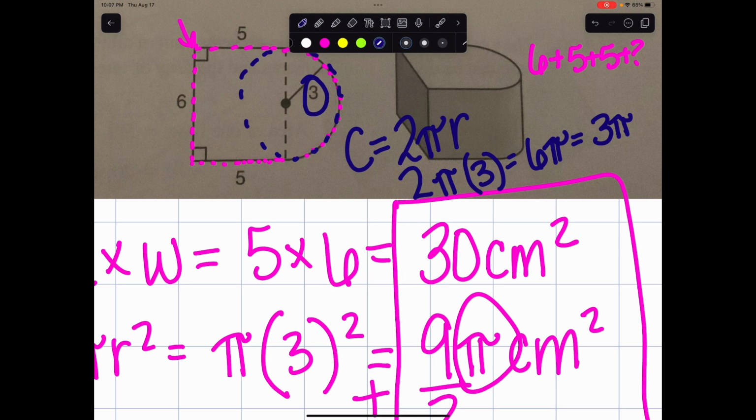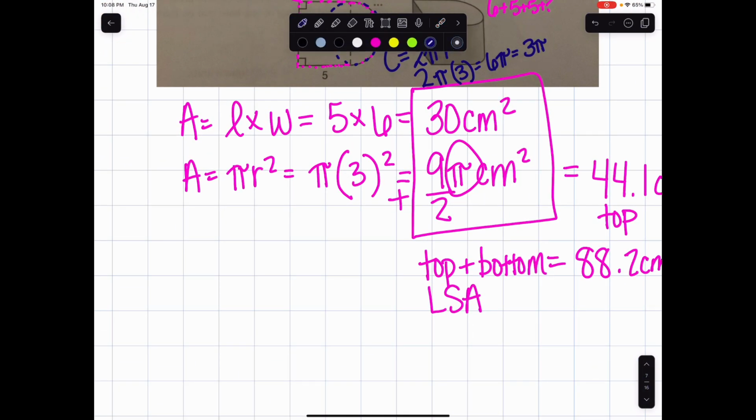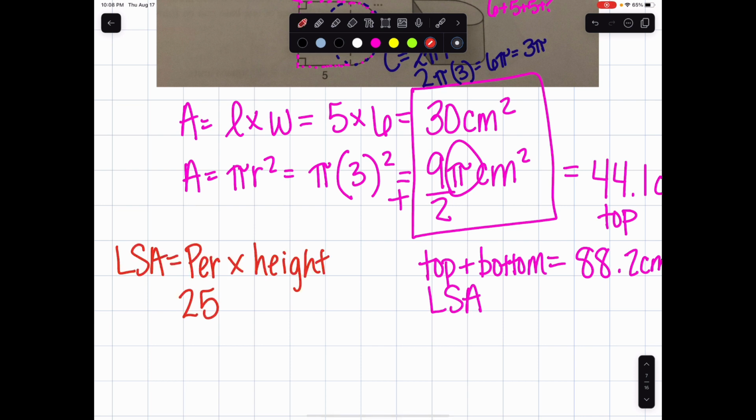And so what's the total distance that little ant walked? It's 6 plus 5 plus 5 plus this part, which is 3 pi. And if you add all of that together, 25 centimeters. Okay. So that is the perimeter. So let me write the formula. I don't want to get confused on what we're doing. Just figured out the perimeter was 25. Multiply that by the height, which is 10 centimeters, and you get 250 centimeters squared. Okay, so the lateral surface area is 250.